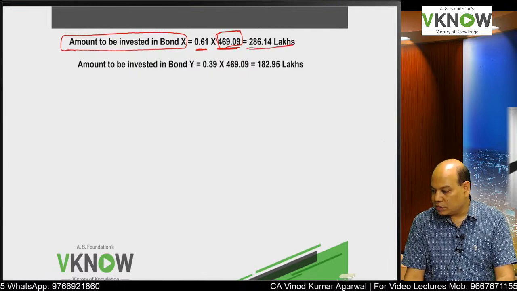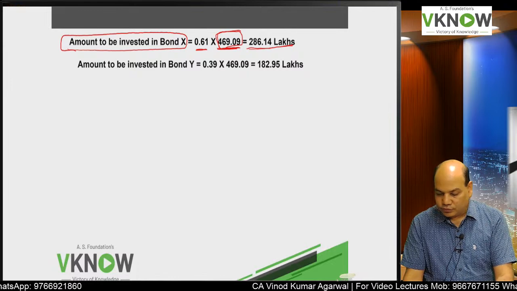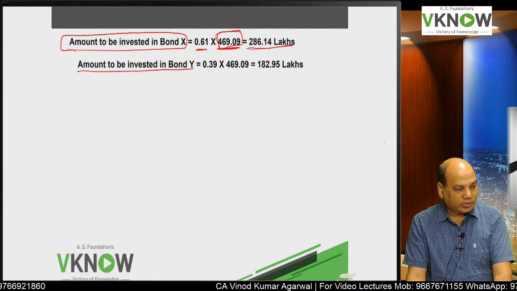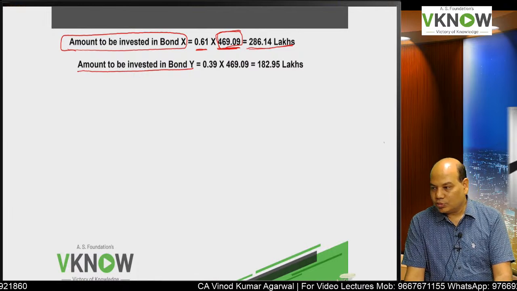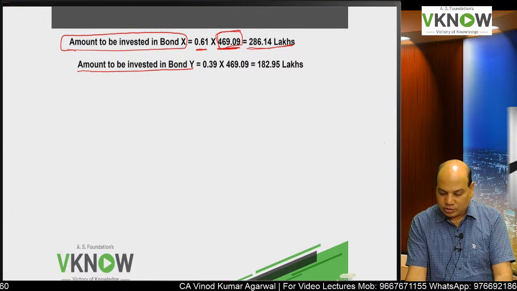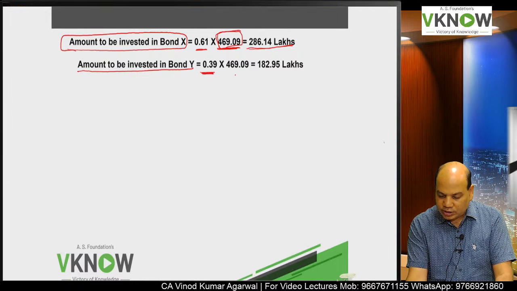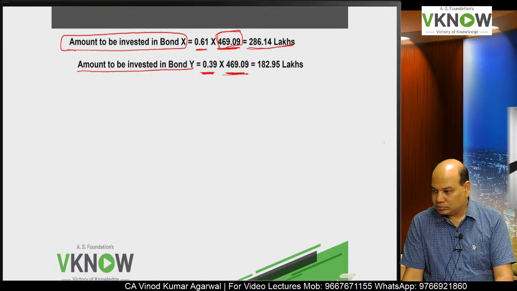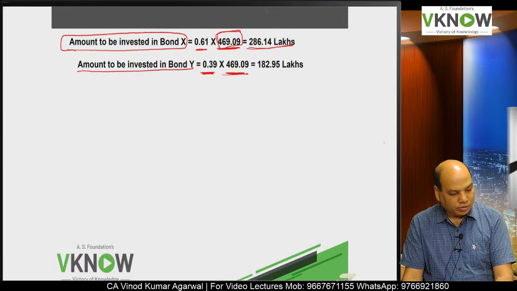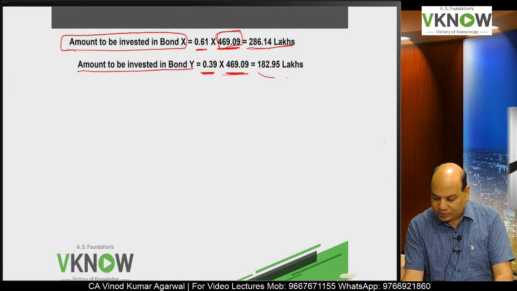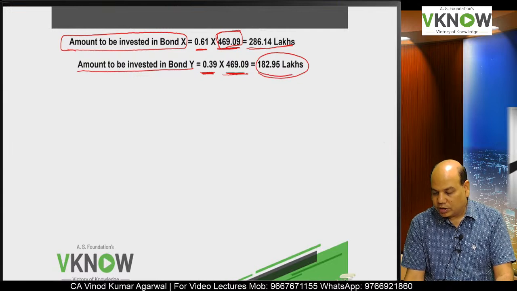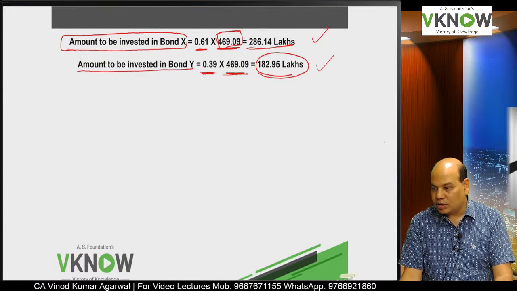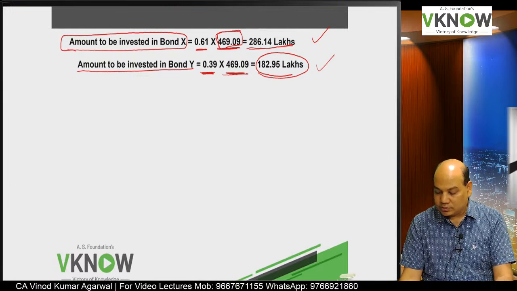So today we will invest 286.14 lakhs. Similarly, write amount to be invested in bond Y is equal to 0.39 into 469.09, which is 182.95 lakh. Today we are going to invest this amount in bond X and bond Y.